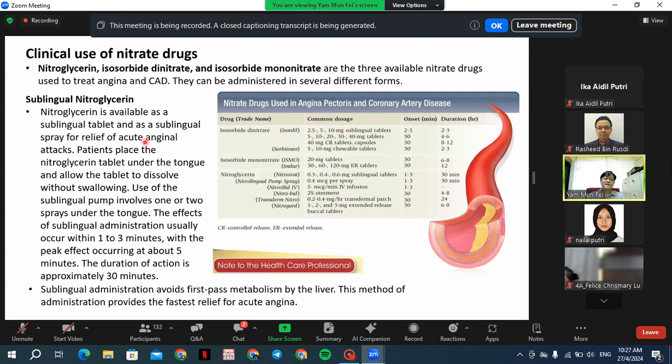Okay. So how many types of nitrate do we normally use or are available in the market? There are three types: nitroglycerin, isosorbide dinitrate, and isosorbide mononitrate.